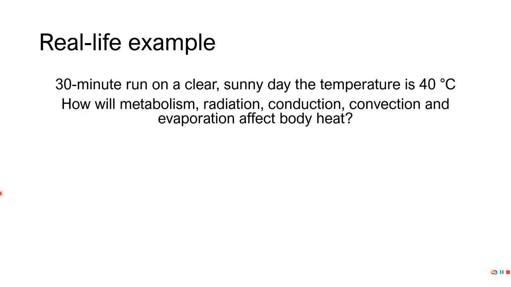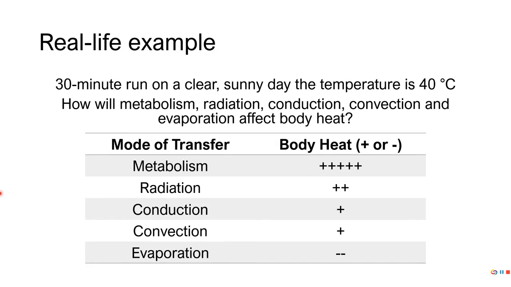So let's say that we go for a 30-minute run, clear, sunny day. It's 40 degrees Celsius, 104 degrees outside. So what's going to be going on with heat transfer? Okay. And so the answer is this. I'm going to gain heat from metabolism. I'm going to gain heat from radiation because the atmosphere is hotter than my body. I'm also going to be gaining it from conduction. There's going to be very little, but there'll be some because I'm touching the ground.